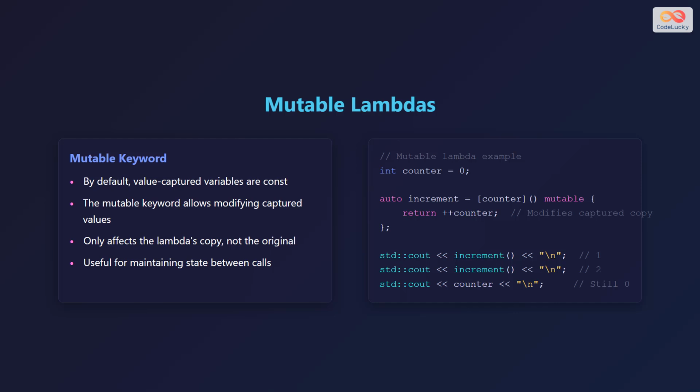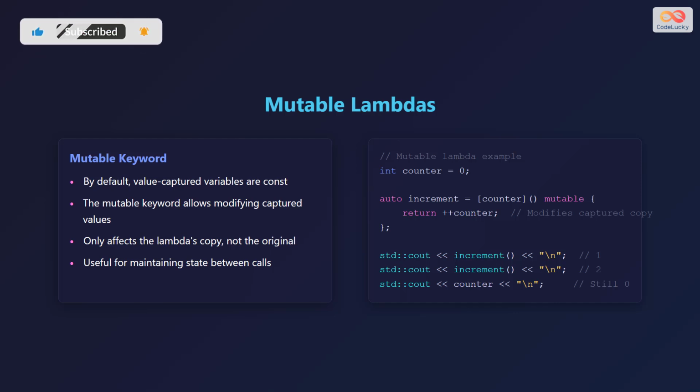By default, variables captured by value in a lambda expression are treated as constant within the lambda's body. The mutable keyword allows you to modify these captured values inside the lambda. It is important to note that only the lambda's copy of the variable is affected, not the original variable outside the lambda. The mutable keyword is useful for maintaining state between calls to the lambda. Let's look at the code example.